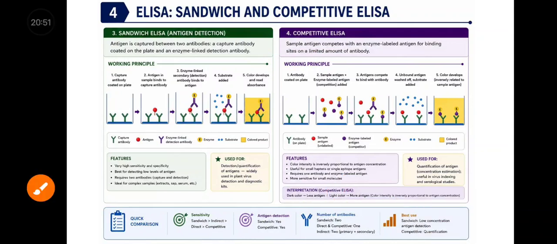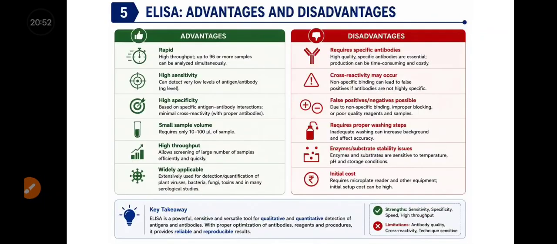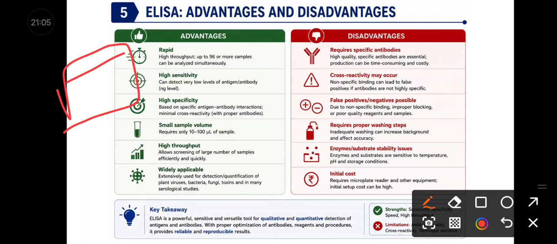This is about the types of ELISA. Then the advantages and disadvantages of ELISA. First, the advantages. It is a rapid method because a total of 96 wells are there, so many samples can be run simultaneously. Next, it is of high sensitivity.